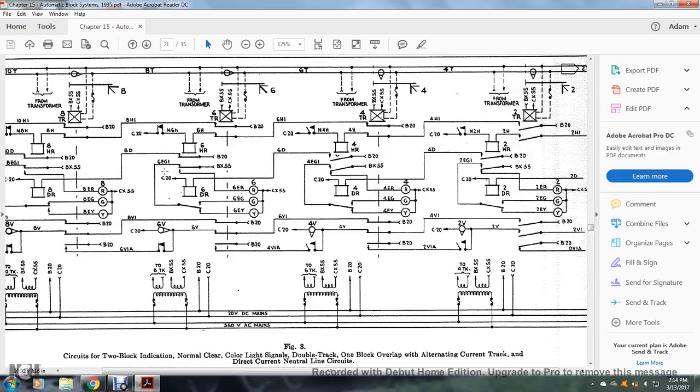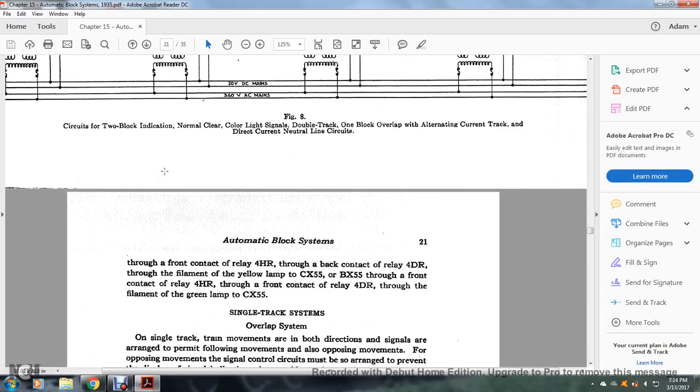Figure 9H shows the circuit of the two block indication normal clear color light signal, double track, one block overlap, alternating current track and direct current non-neutral line control circuits.